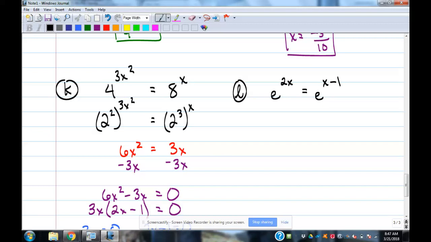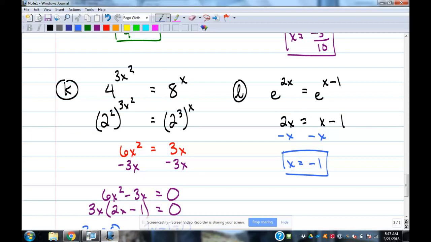So the bases are the same, so it really doesn't matter what it is, right? So we set that up, 2x equals x minus 1. And then here's another one where x is on both sides, right? Do I have to get this one equal to 0? No, because there's not an x squared. So all we've got to do is just get x by itself. And it ends up being x is negative 1.